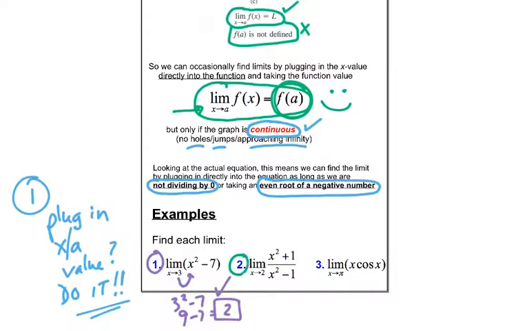Number 2. Can we plug in 2 for x? Let's see what we get. On top, we get 2 squared plus 1. On the bottom, we get 2 squared minus 1. So 2 squared is 4, plus 1 on top, and 4 minus 1 on the bottom. This is 5 over 3. No problems at all. I'm telling you, folks, the limit of this function as I approach 2 is 5/3. I guarantee it.